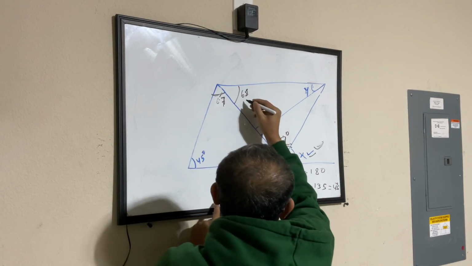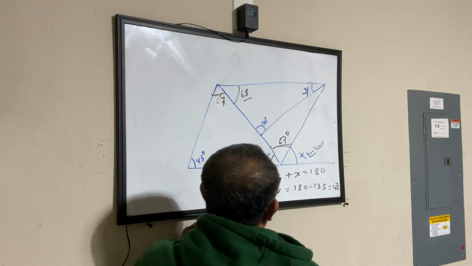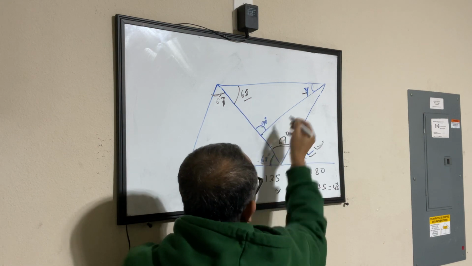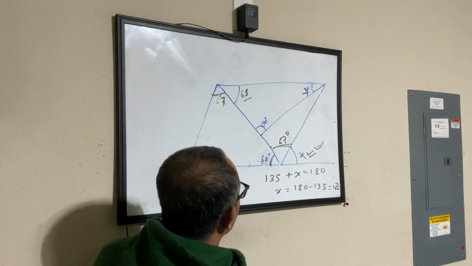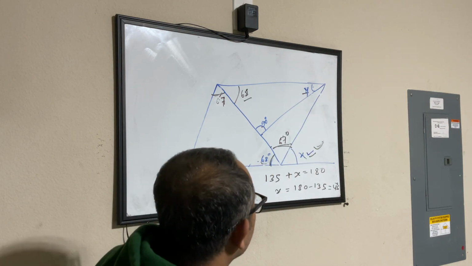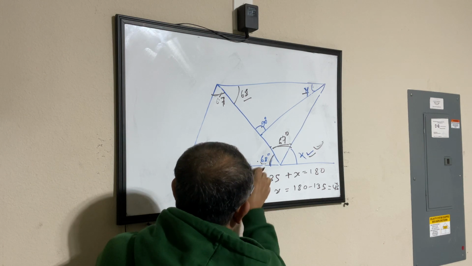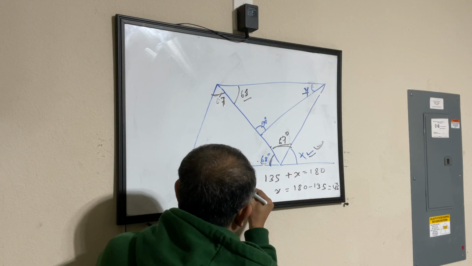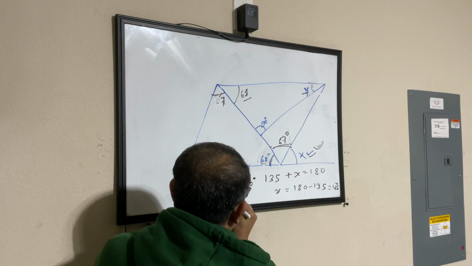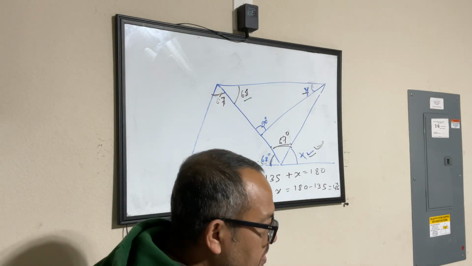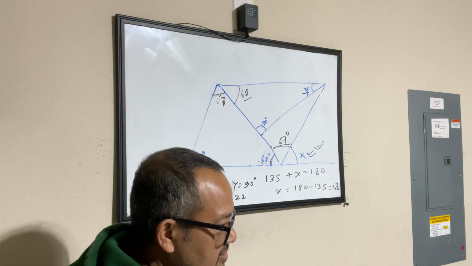Now here, this plus this has to be 90 degrees, because this is 90 degrees already. So 68 plus something, which is y, equals 90 degrees. What will be the y value? 90 minus 68, 22. Who got me 22? Nobody, I guess.